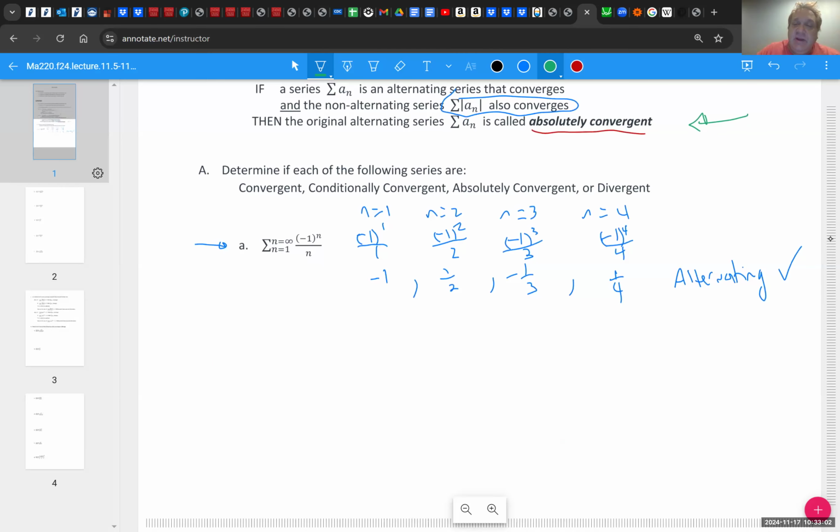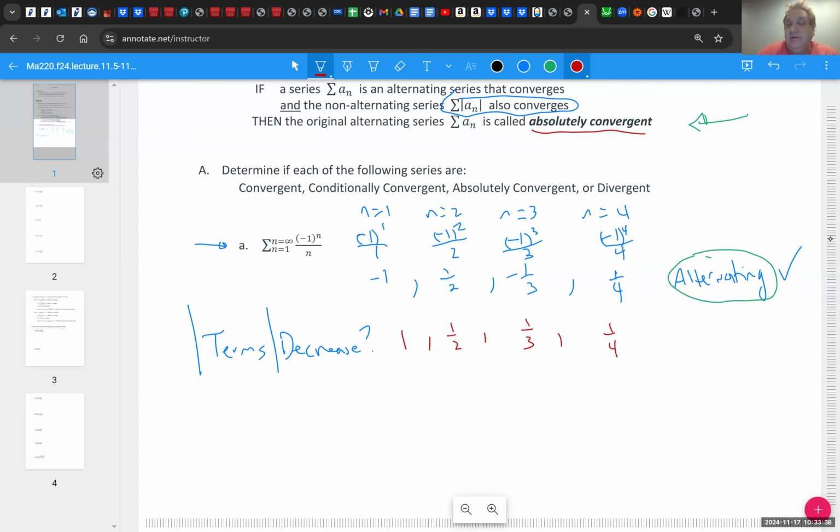So we know it's alternating. We got that done. Let's look at, do the terms decrease? And when we're talking about the terms, again, we're talking about the absolute value of the terms. We're getting rid of all of the negative signs. So in this case, this becomes 1, 1/2, 1/3, 1/4. So are these numbers decreasing? And the answer is yes.